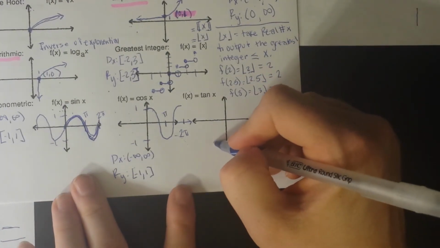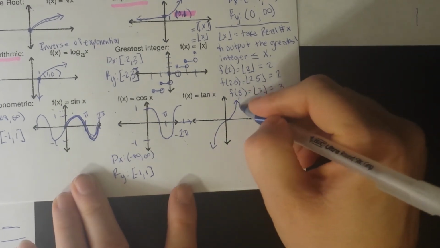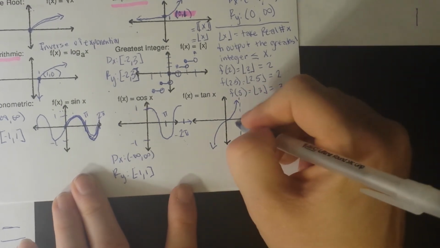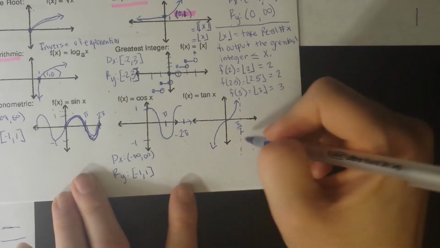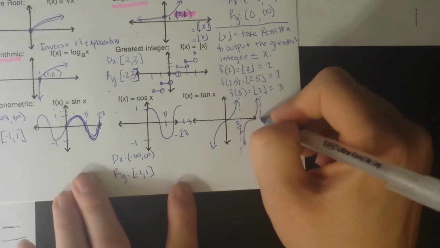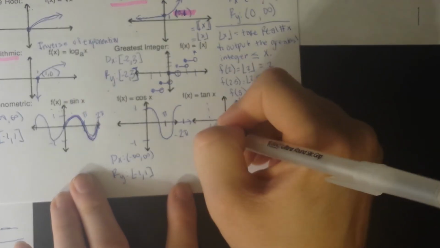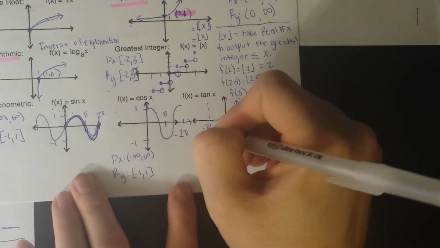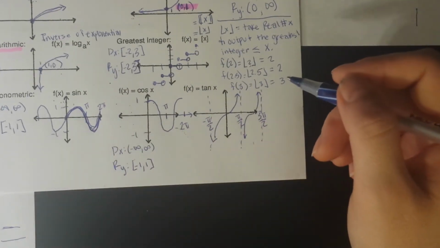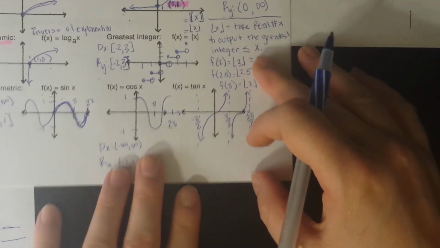Tangent, it looks different. It looks more like the cubic function, but it's a repeated cubic function. And we have these vertical asymptotes here at pi halves. And then another vertical asymptote at 3 pi halves. It keeps repeating, etc.